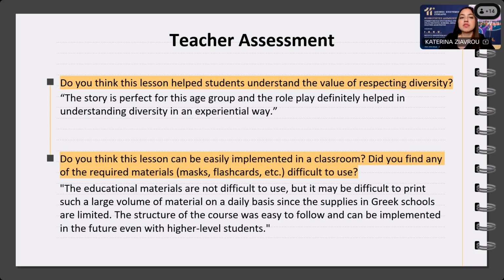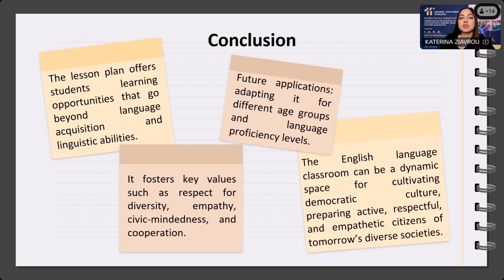Students were actively involved in the learning process and the educational materials used retained their interest throughout the teaching learning process. To conclude, promoting democratic values within the English language classroom is essential in today's multicultural and interconnected world. The lesson plan presented in this study offers students learning opportunities to go beyond language acquisition and linguistic abilities. In fact, it fosters key values such as respect for diversity, empathy, civic-mindedness, and cooperation.